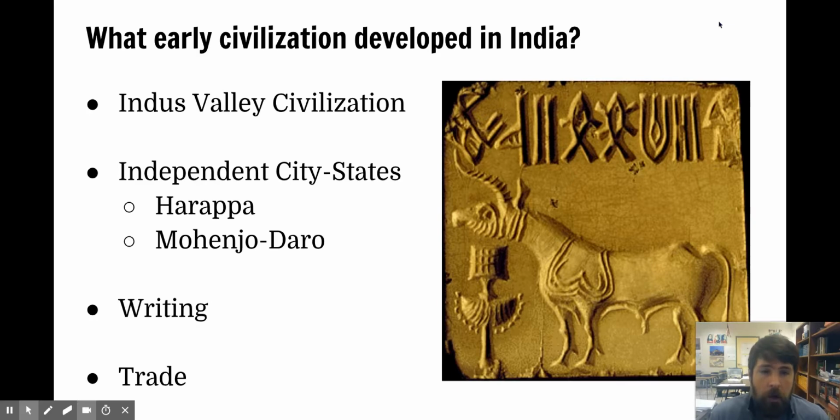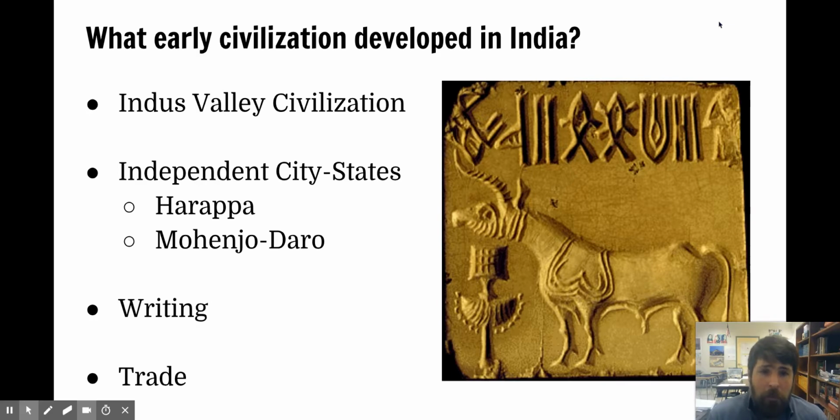Here is one artifact that archaeologists have examined, and you can see that there are some characters etched into this tile at the top, and that is evidence of writing. So we know that the people of the Indus Valley wrote, but we don't know what their writing says, and so that really limits what we know about them.